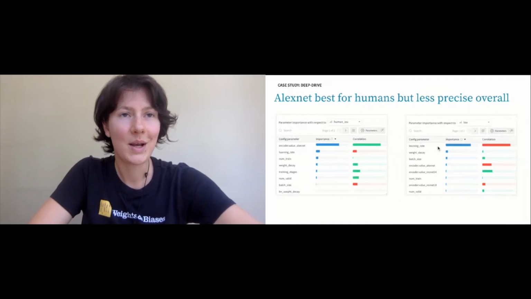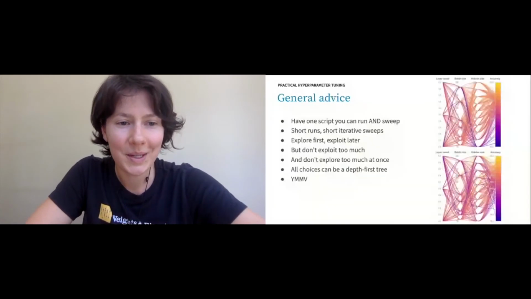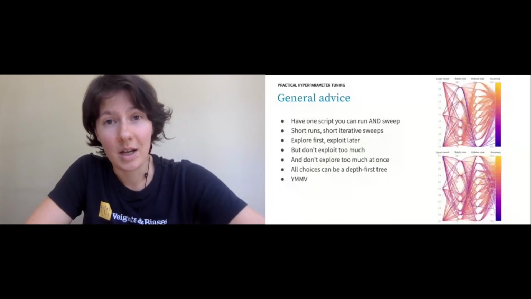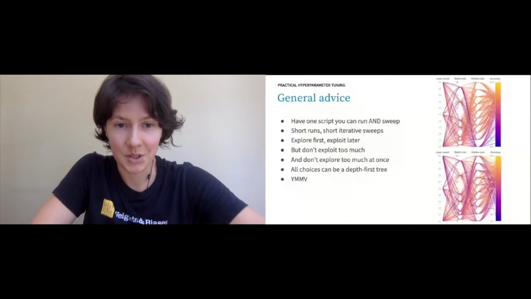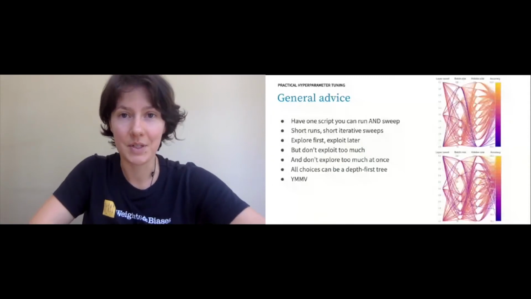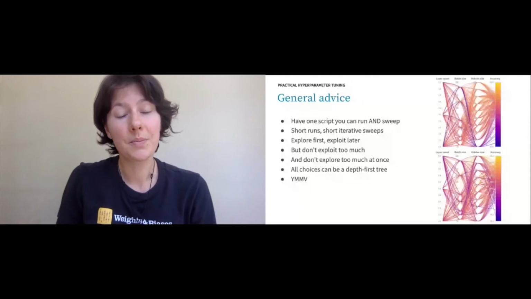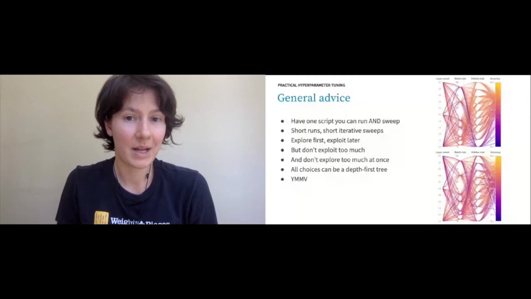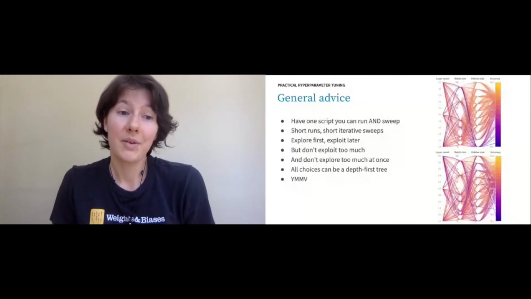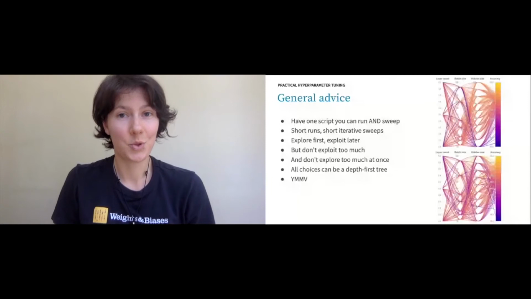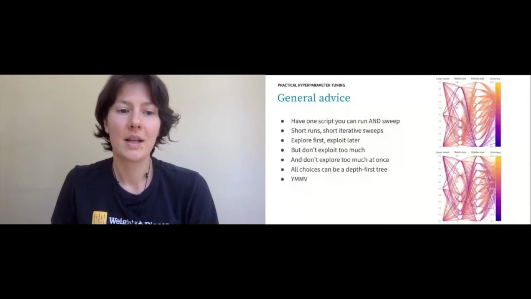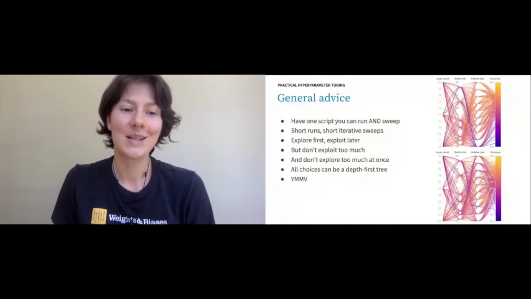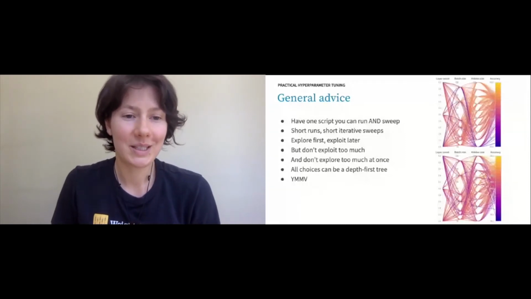And just to summarize, general advice, I know this is a whirlwind tour. It's good to have one script that you can run manually for a hyperparameter combination you'd like to try, and one that you'd like to sweep over, so then you don't have to maintain two separate states of your code. The shorter you can get your experiments and the shorter you can get your sweeps, the tighter your feedback loop and the faster you can move. I would recommend biasing towards exploration first, trying wider ranges in the space, and then focus in later. But don't focus in too much, because change happens very quickly in this space.